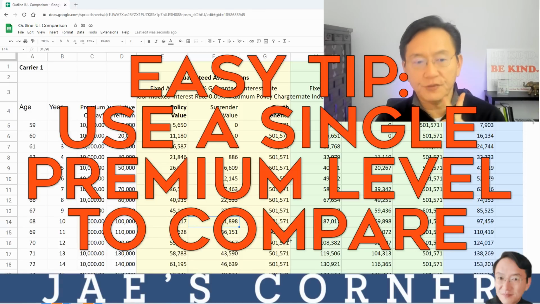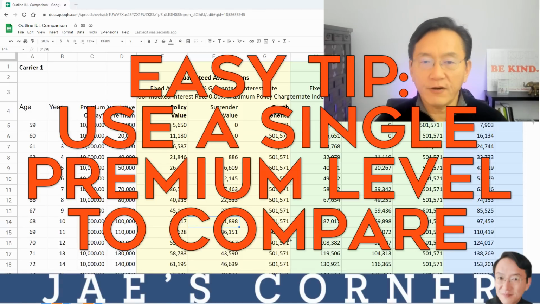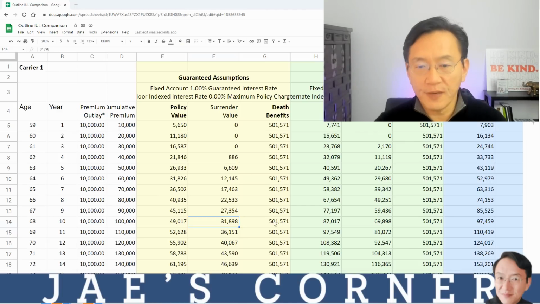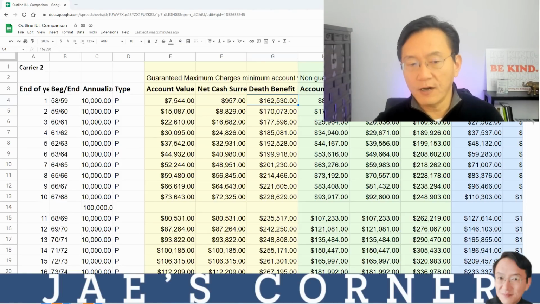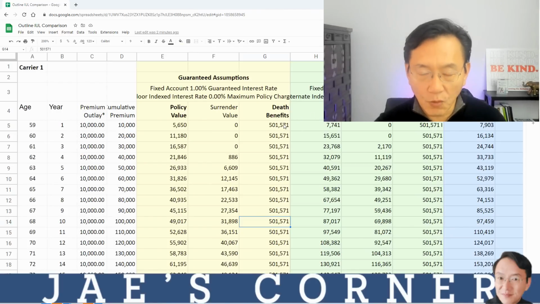Into these two carriers, what you saw was that carrier number 1 looked to be much better as a result of the death benefit. Notably higher, $501,000 compared to $162,530. Very obvious. So if it's only for passing it to a beneficiary, then yes, you'll be able to find a carrier which is quite a bit different in terms of the death benefits that you're going to be allowed.